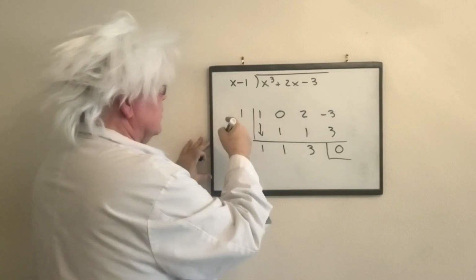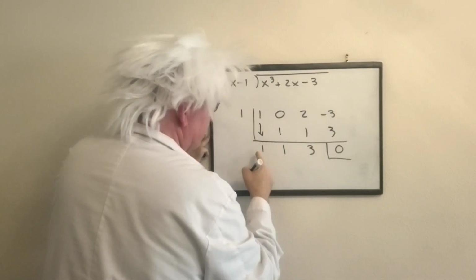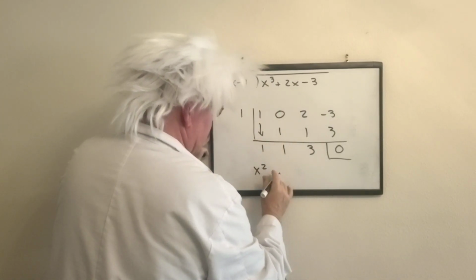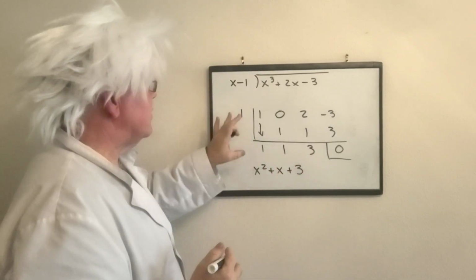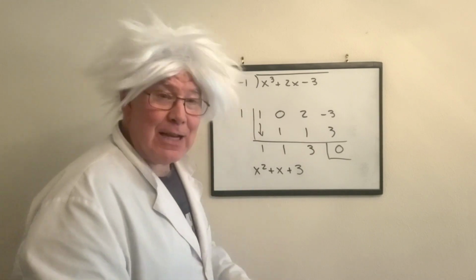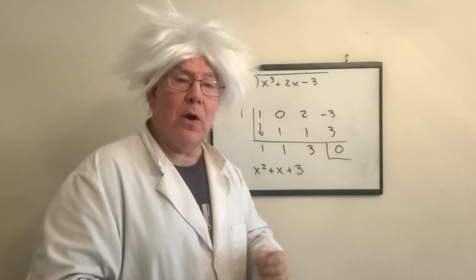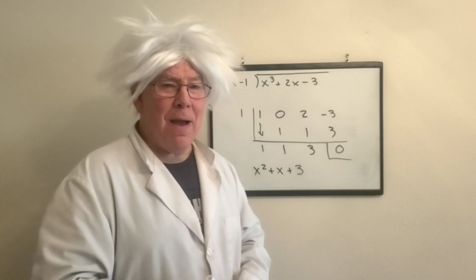Now, here's what we have. What's remaining is x squared plus x plus 3 with no remainder. So what that means is this was actually a factor of this polynomial. Who knew? No matter where you go, math is there later, dudes.